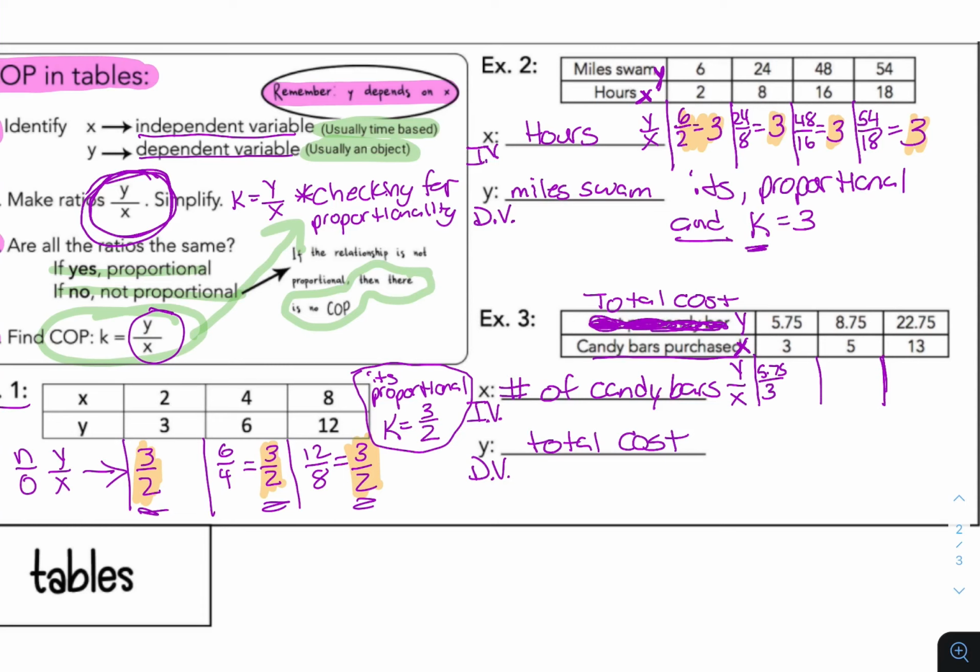5.75 over 3. Because this is going to be hard to simplify, we will simply divide it. 5.75 divided by 3 is 1.916 repeating. Let's check the rest, see if they get to be the same decimal or if they end up being different. For our second one, we have 8.75 divided by 5, which gives us 1.75. Need I continue? Hopefully you said no, because these are not the same, which means it's not proportional, and therefore we do not have a constant of proportionality.